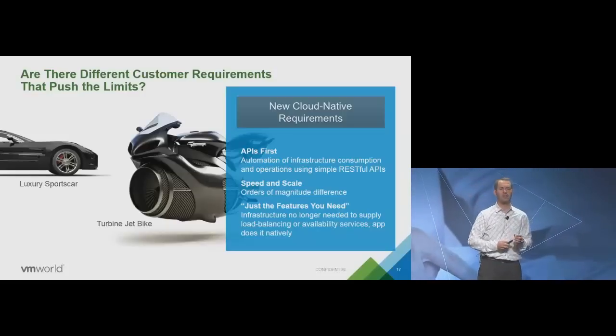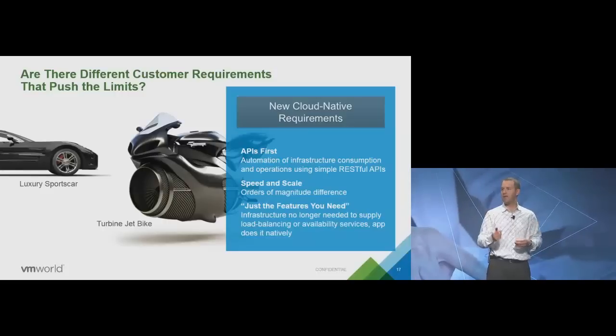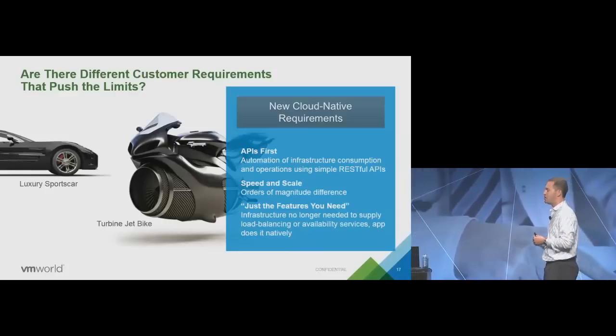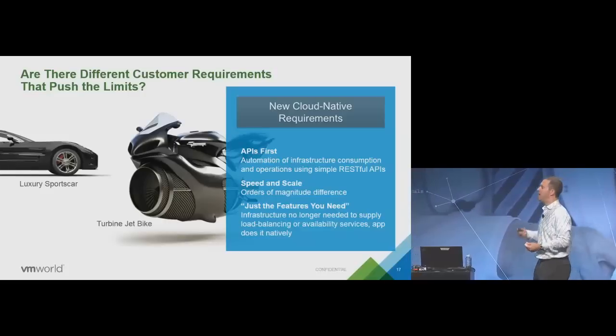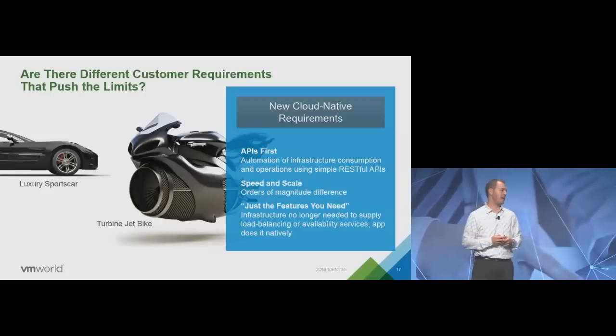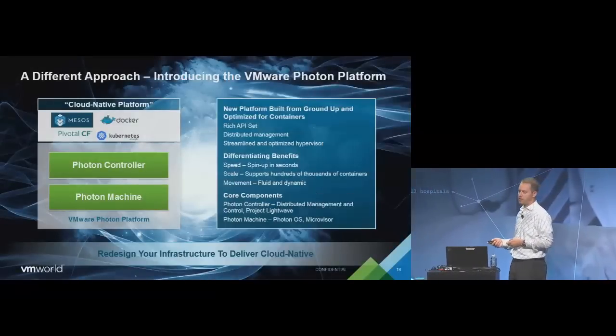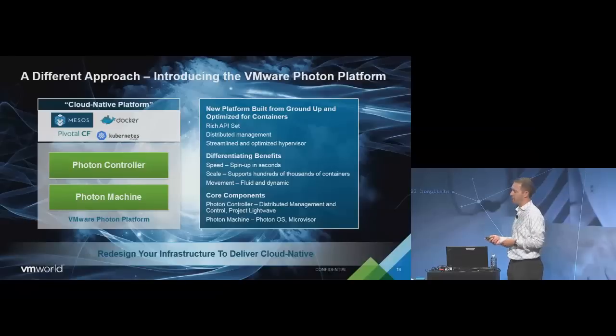Okay, so cloud native apps, they know how to clone themselves. If one of them goes down, it shoots itself, and then it regenerates another piece to actually support that. So we don't need some of the capabilities around availability or load balancing because it's inherently within the cloud native application. So to do this, here is the new project, or the new Photon platform.